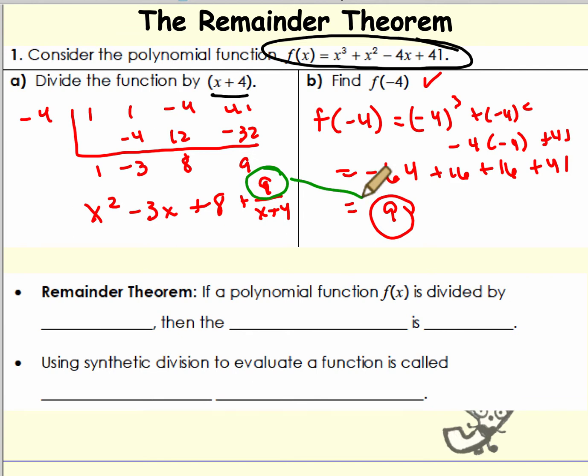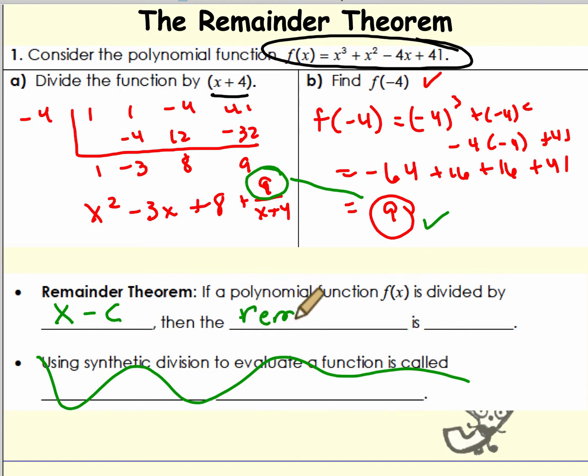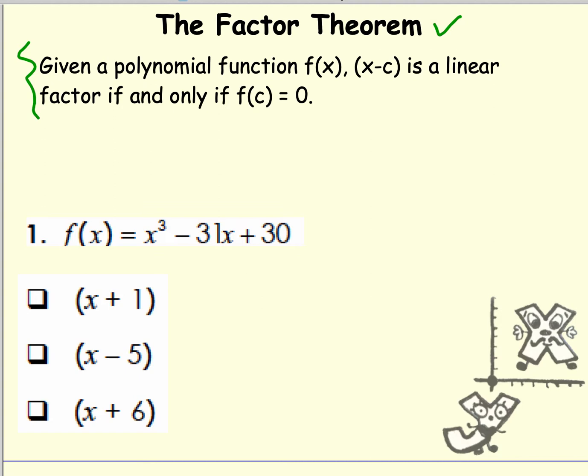Coincidence? I think not. That's because the remainder theorem says that if a polynomial function f of x is divided by a linear factor, then the remainder is the same as evaluating the zero of that factor in the function. And the remainder theorem leads us to this important theorem about polynomials, called the factor theorem.